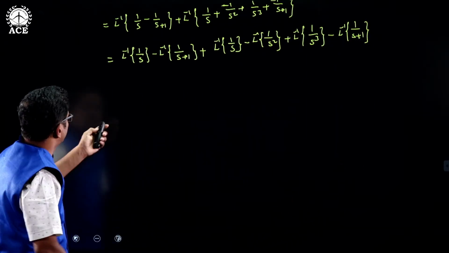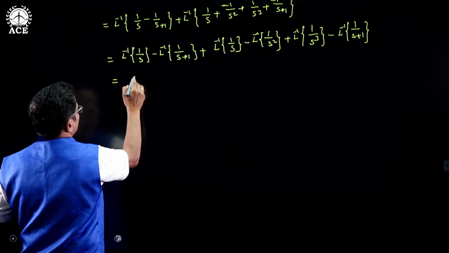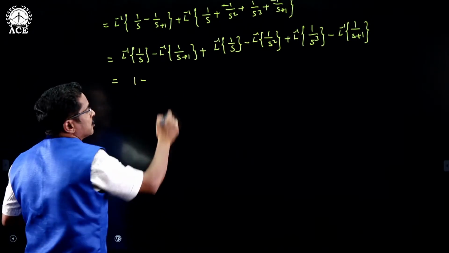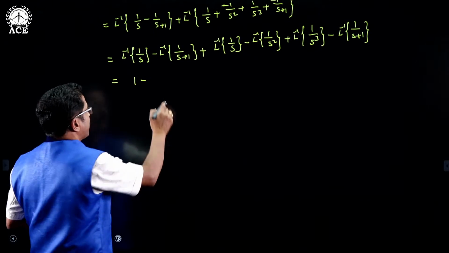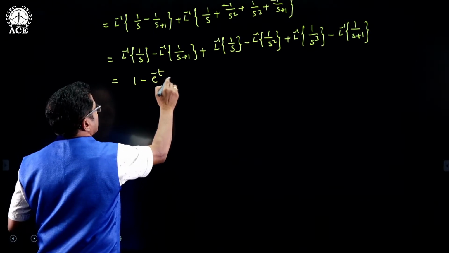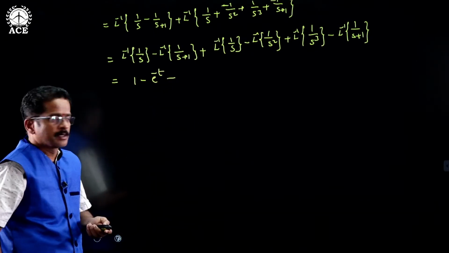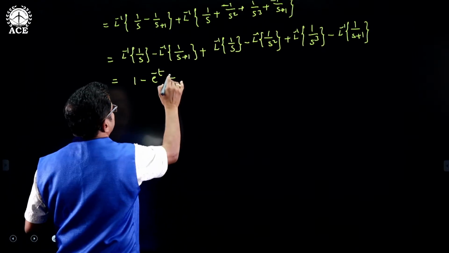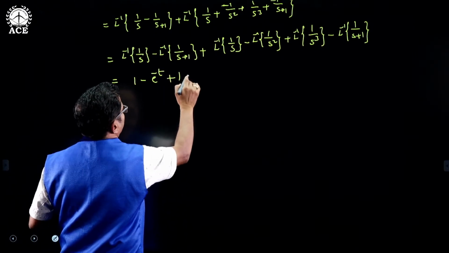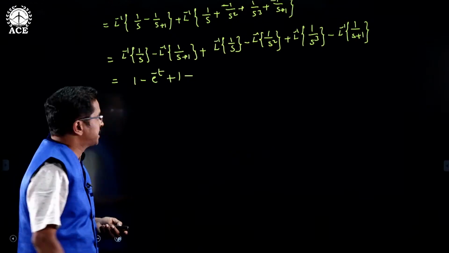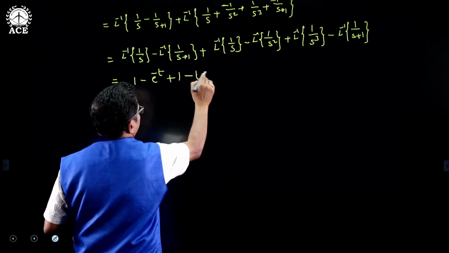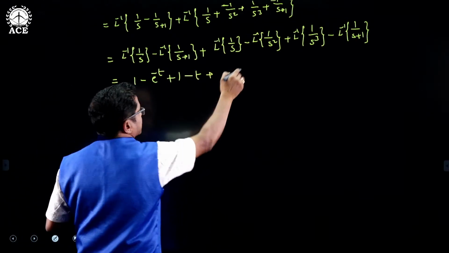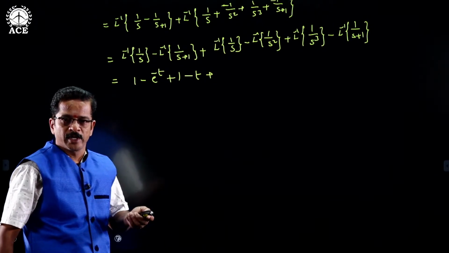Okay, so L inverse of 1 by s is 1, minus L inverse of 1 by s plus 1 is e power minus t. These are all standard formulae. Plus L inverse of 1 by s is 1, minus L inverse of 1 by s square is t, minus t. Okay, plus L inverse of 1 by s cube is t square by 2.